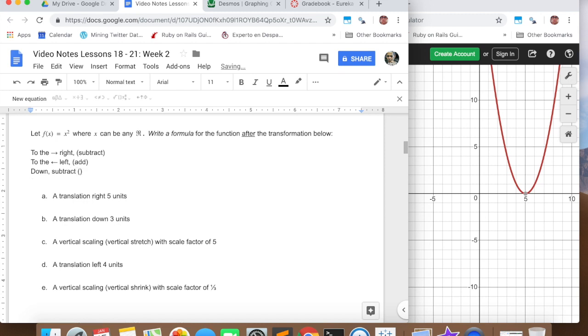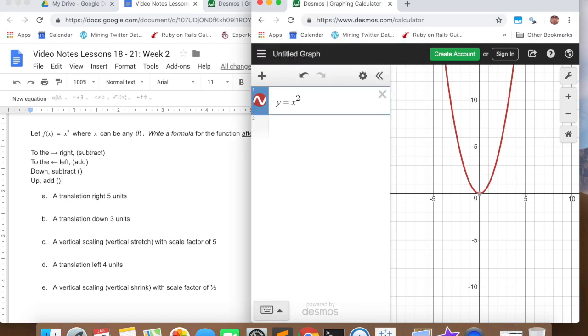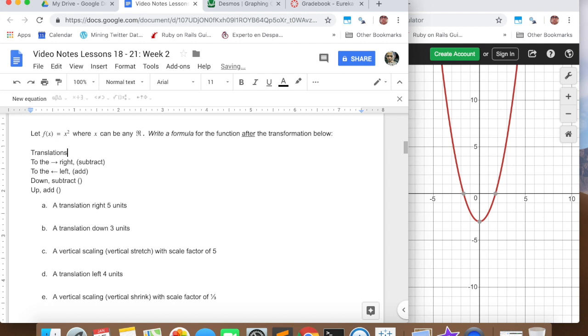Now, if we're going to move up or down, then I should do whatever addition and subtraction outside the parentheses. So this happens after you square it. So if I move up, I'm going to add, and if I move down, I'm going to subtract. So those are the translations. Those are your transformations. Then we also learned about dilations.